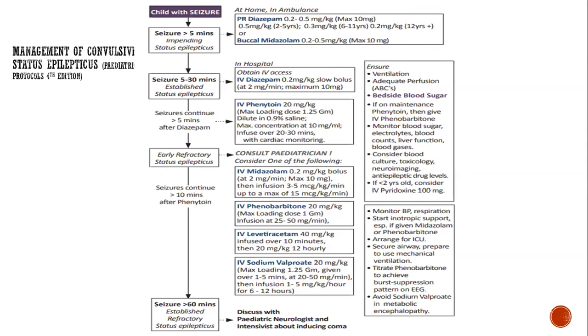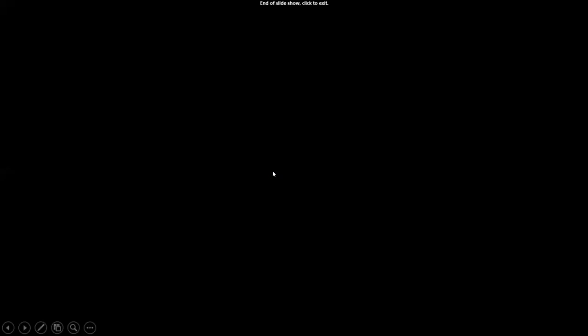If the seizure still continues 10 minutes after phenytoin, we can give IV midazolam, IV phenobarbital, IV levetiracetam or IV sodium valproate. But if there is still seizure, we can establish the diagnosis of refractory status epilepticus, and refer to the pediatric neurologist and intensivist to induce coma in the patient, by doing a general anesthesia. Okay, that's all for me.